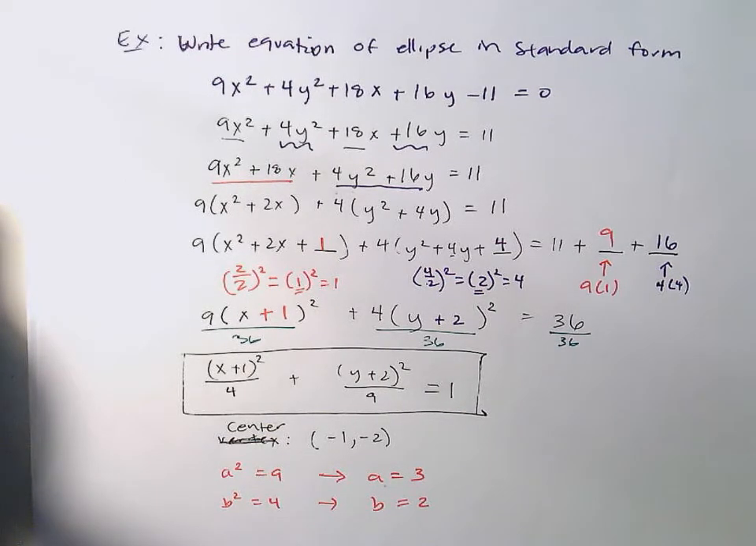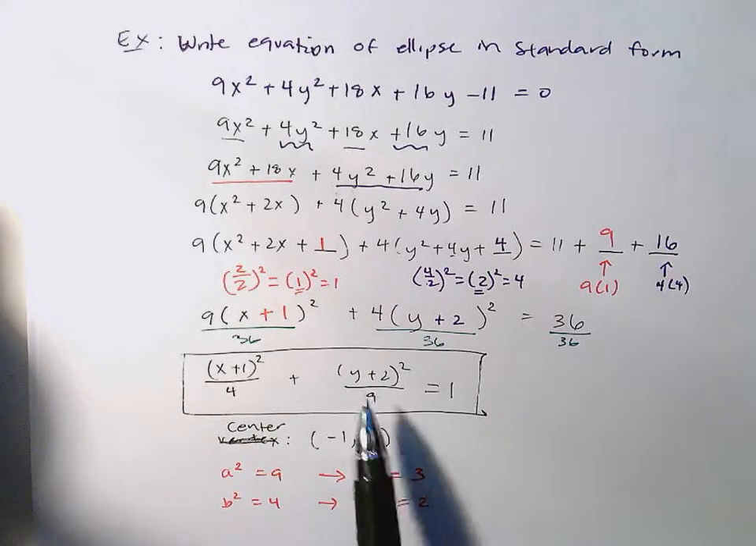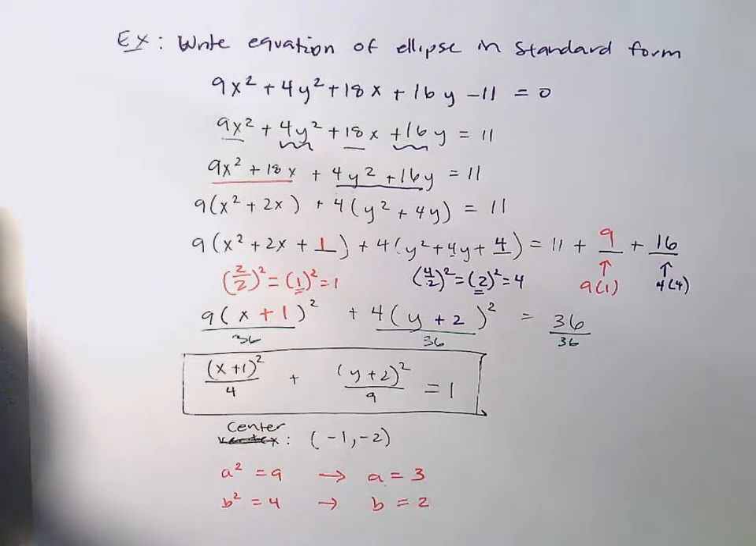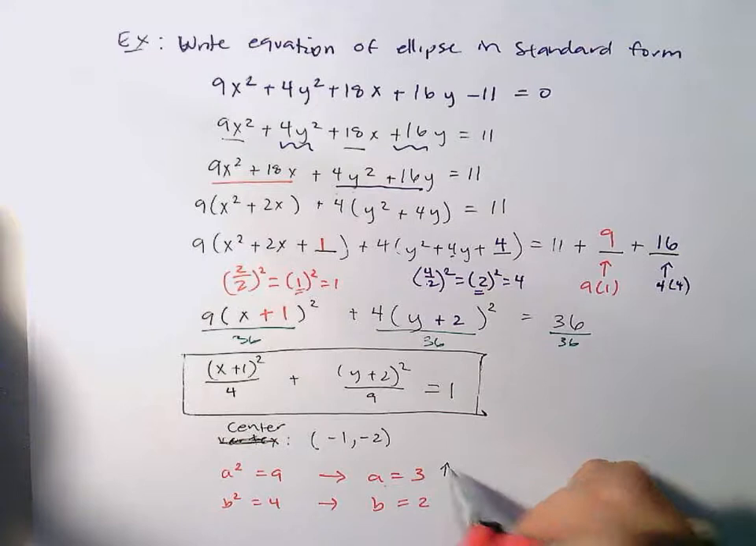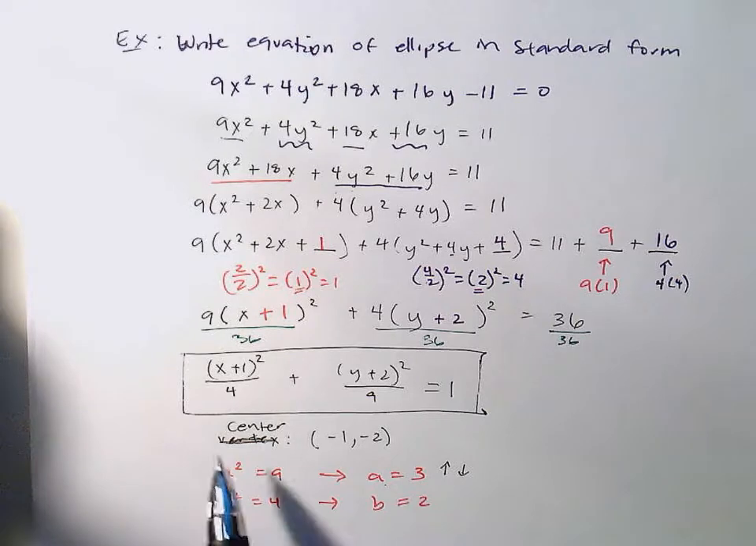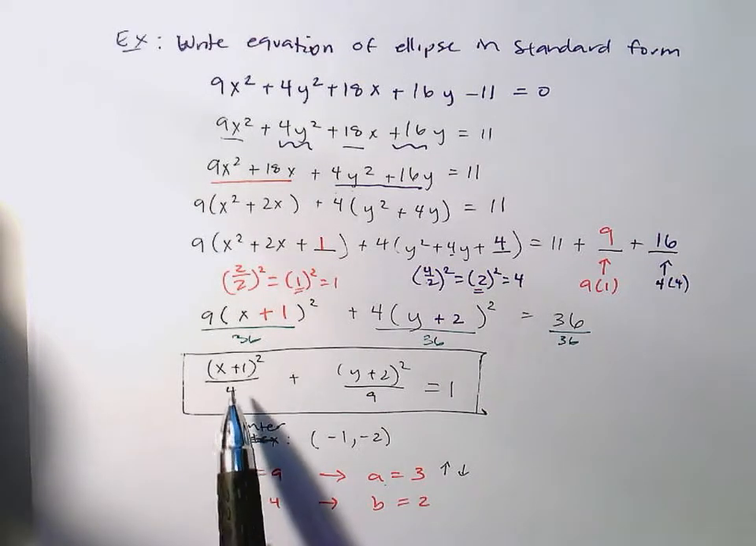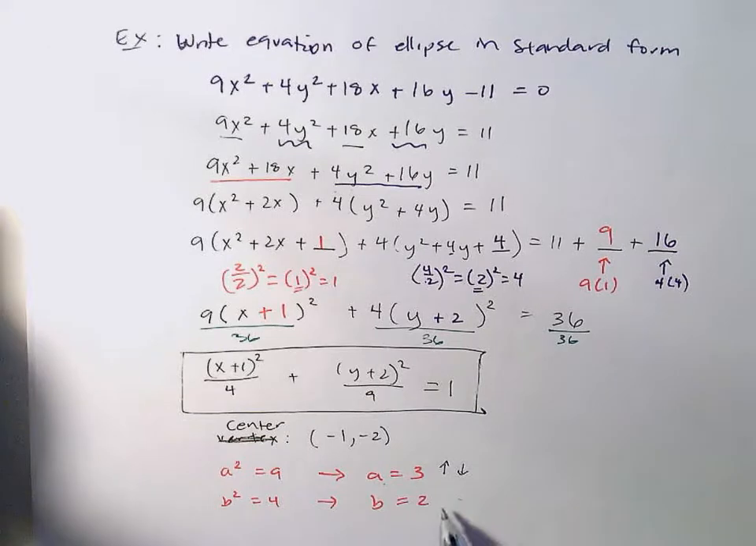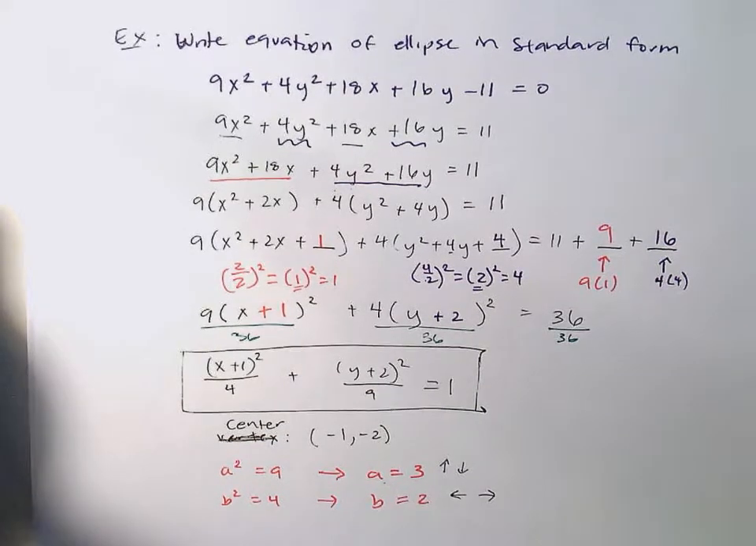So then that means that we would plot the -1, -2, and then a is equal to 3. Because this came from the 9 and it was under the y's, that means that it's going to be longer going up and down. So this 3 is going to go up and down. So it's a distance going up and also a distance going down to find the second vertex. And for b equals 2, because it was under the x's, the minor axis is going to be parallel to the x-axis. So on this one, you're going to go left 2 and then to the right 2. And make sure that you're always starting at the center and then counting up 3, counting down 3, counting to the left 2, and then counting to the right 2.